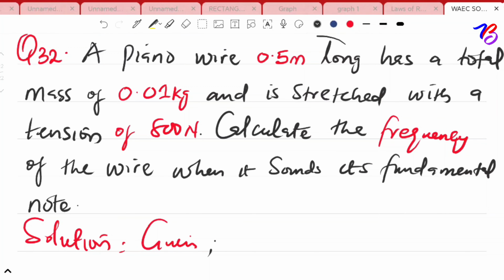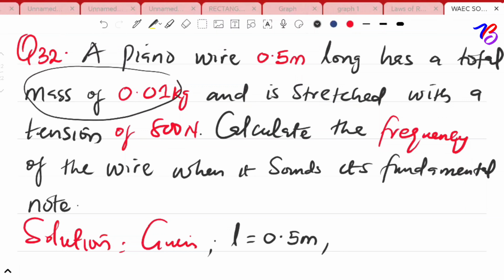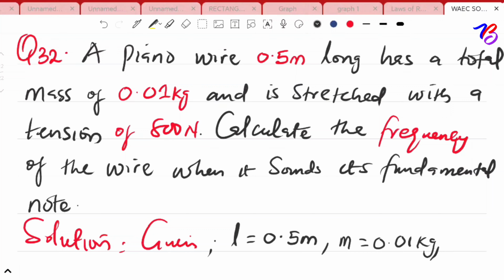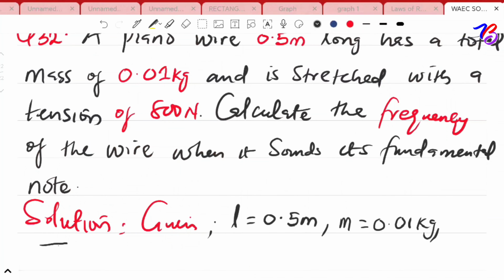So the first is the length of the wire, 0.5 meters. Is that clear? Then followed by our mass, total mass of 0.01 kilogram. So M is equal to 0.01 kg. Is that clear? And it is stretched with a tension of 800 Newton. So that is our force, which is tension, 800 Newton. Is that clear? Then calculate the frequency of the wire. So our F is unknown.